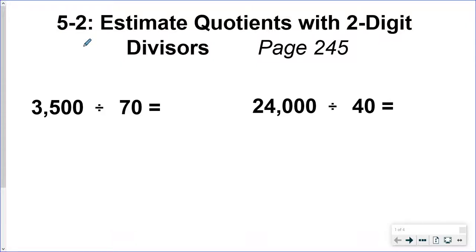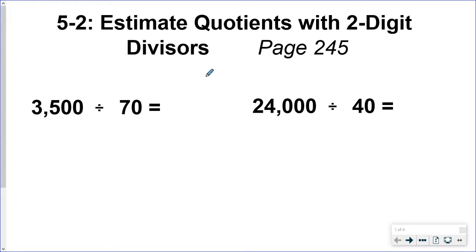Today we're going to take a look at lesson 5-2. It deals with estimating quotients where you have two-digit divisors. The lesson itself is going to begin on page 245, although the assignment won't be for another couple of pages after that. But 245 is technically where the lesson begins.